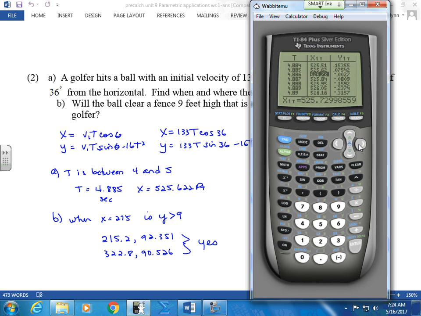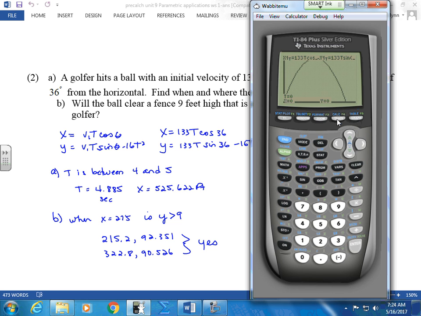If we're looking for this guy at 275, how do you find that? If I want to know, did I clear this fence? There's a fence 9 feet high at 275 feet away from the golfer. How do I know if I cleared that fence? What do I look for in my graph? 275 feet. X or Y? X. Good. So I'm going to trace.